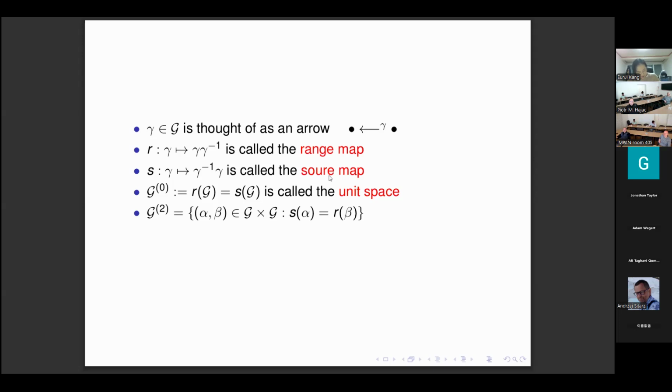Anyway, we can also think about the unit space, which is the set of all the images of the range map, which is also equal to the set of all images of the source map. We denote it by G0. And then the composable pairs: a pair of elements is composable if the source of the first element matches the range of the second. So for this element, we can only multiply with this kind of element.